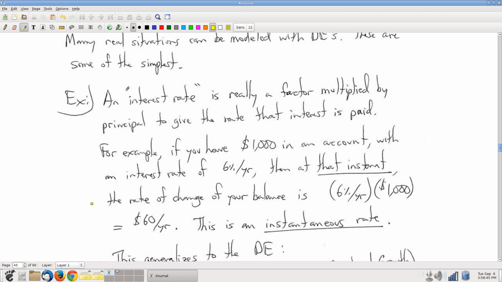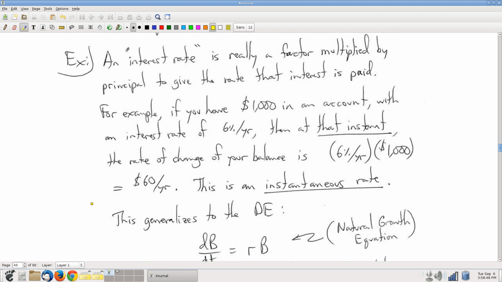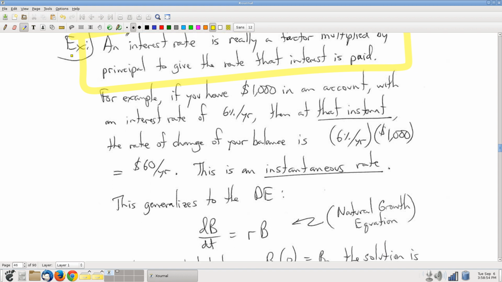But really, the simplest way to address this situation is just to interpret this definition of an interest rate as an equation. And here it is. An interest rate is the factor that you multiply by the principal in order to get the rate that interest is being paid. The amount of money that you have in your account, that's the principal, sometimes called the balance in the account. And the time derivative of that tells you how fast that is changing, namely how fast money is being paid into the account.